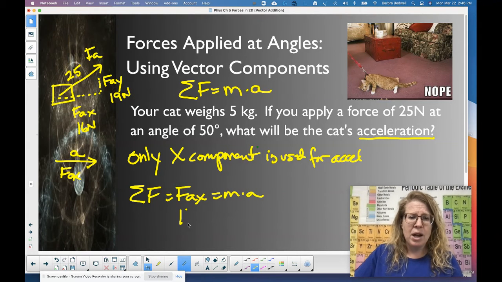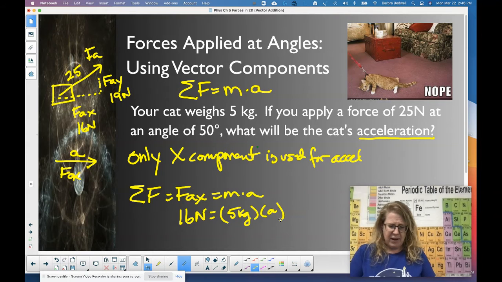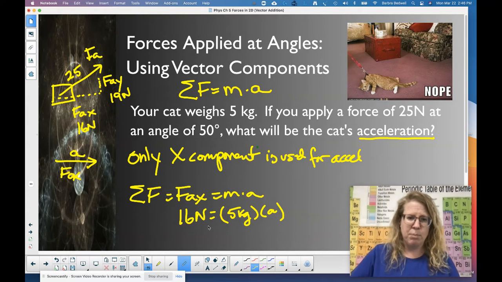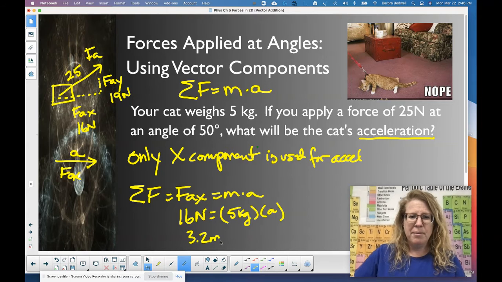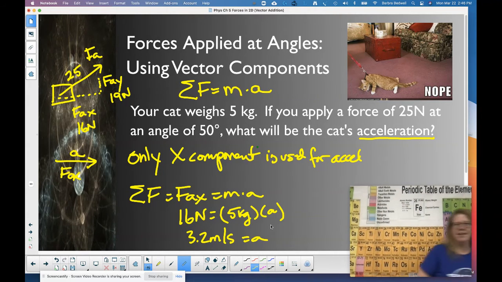Now that we've figured out what it is, we know that 16 newtons is equal to 5 kilograms times its acceleration, and then we can just divide. So 16 divided by 5 is our final answer, which ends up being 3.2. That is this poor cat's acceleration: 3.2 meters per second squared as we're dragging his little sorry furry butt across the floor.